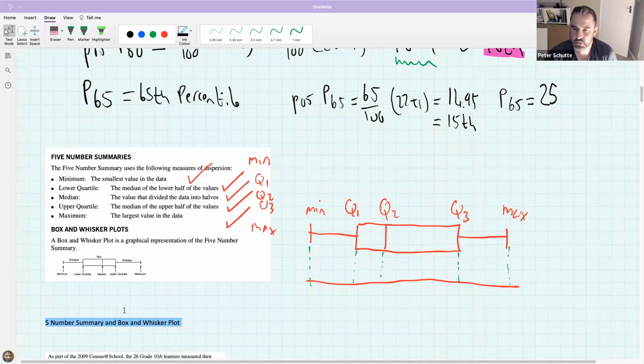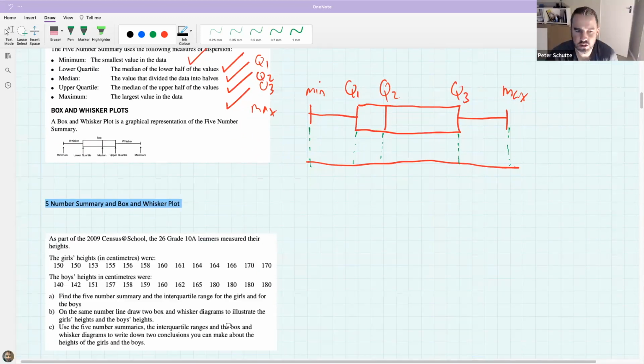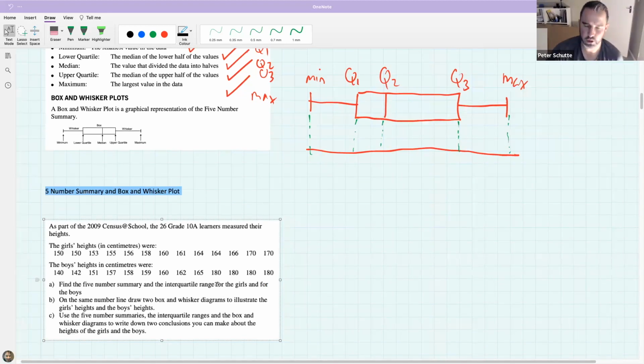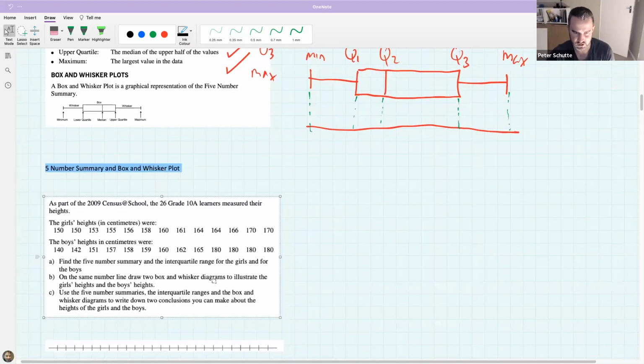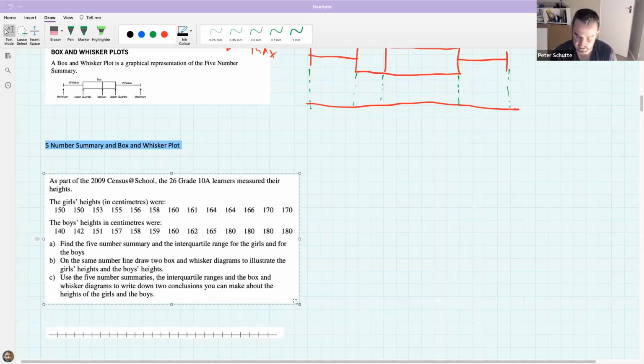So let us look at an example where we have two different communities that we're comparing. Often a box and whisker plot is very useful for comparing two different populations. So what I have here is a grade 10 class made up of 26 students. But the 26 students are split into girls and boys. And they've taken the heights of boys and girls, and they've also written them from smallest to biggest, so they're ranked.